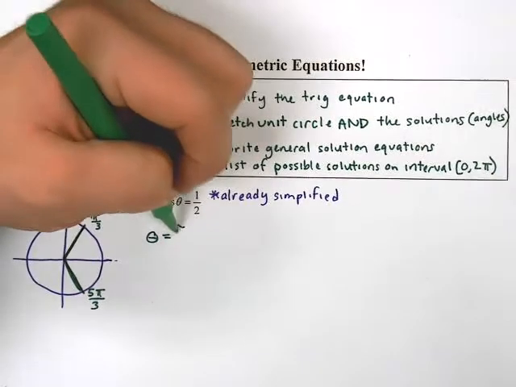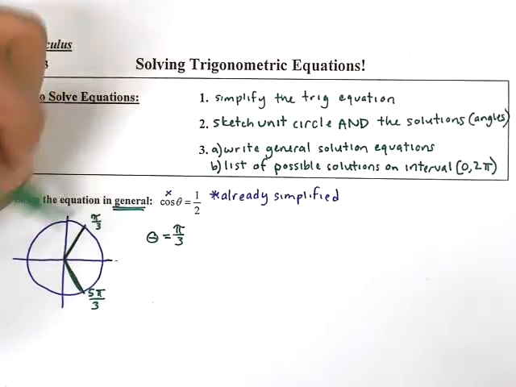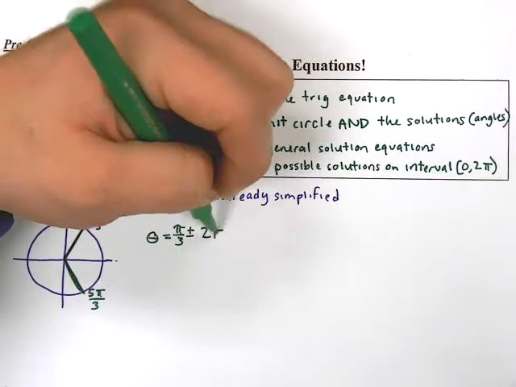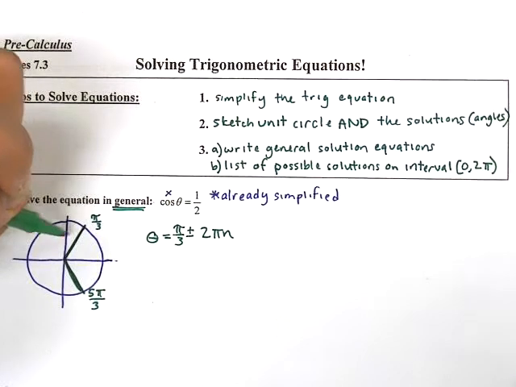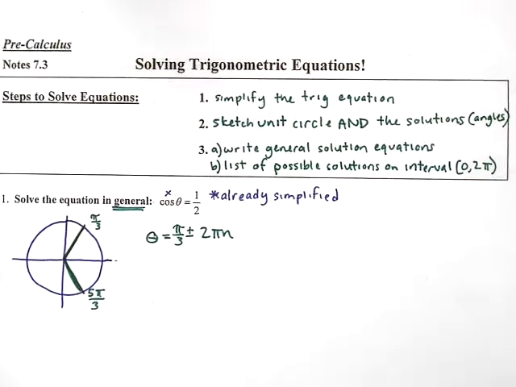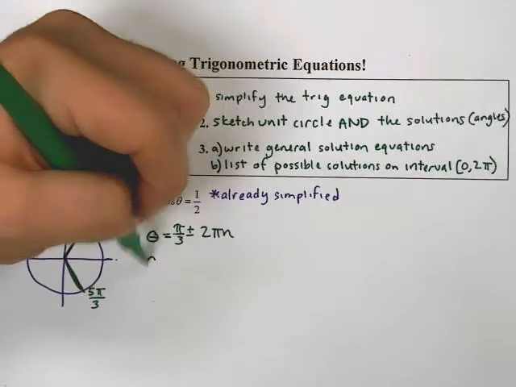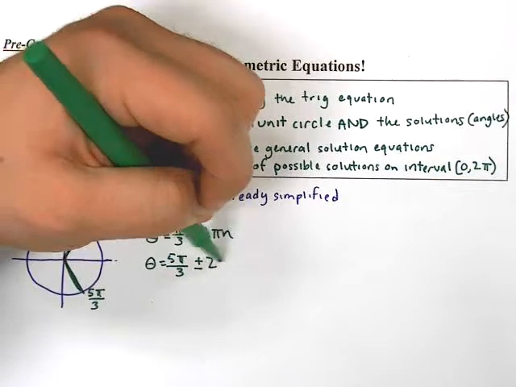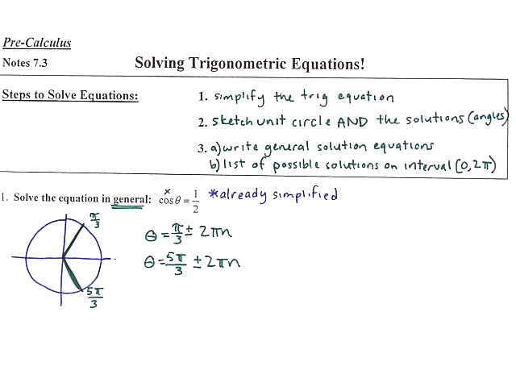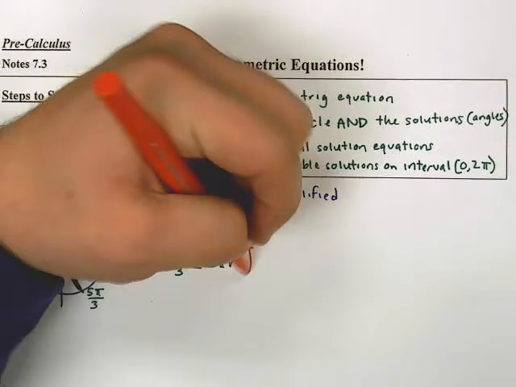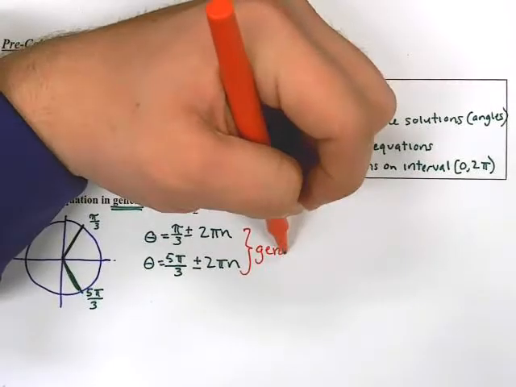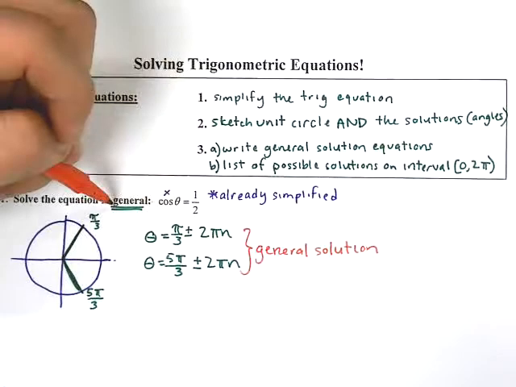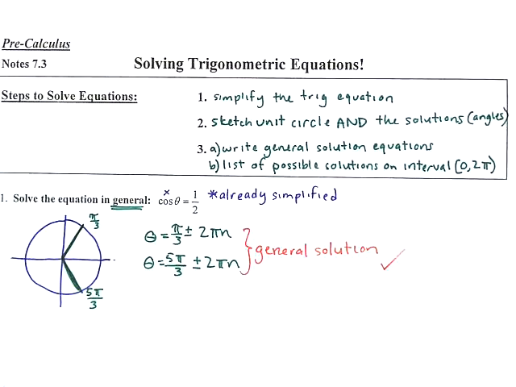We need to write one equation for this angle, so pi over 3 plus or minus 2 pi n, because we know it's just going to keep going around and around. And then the same thing over here: 5 pi over 3 plus or minus 2 pi n. And for this problem, this is the general solution. That is what we asked for, so we are done.